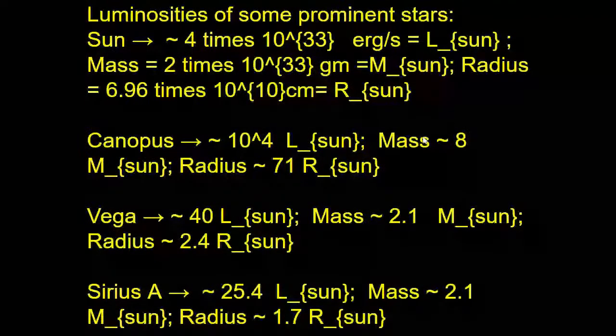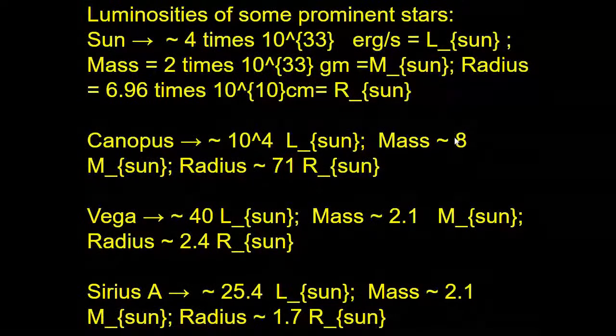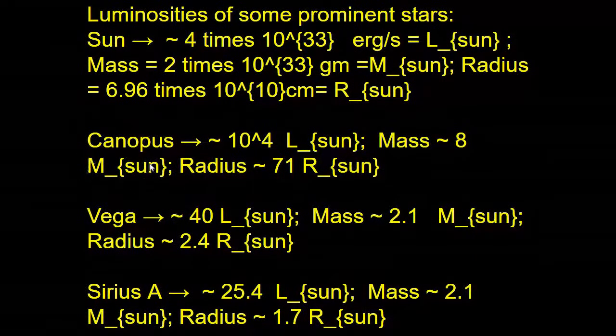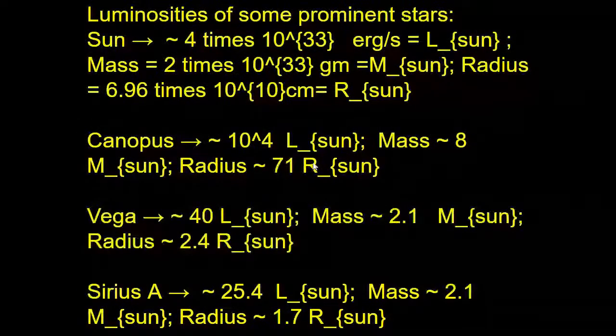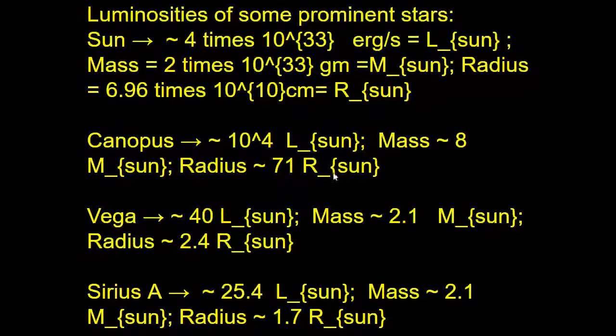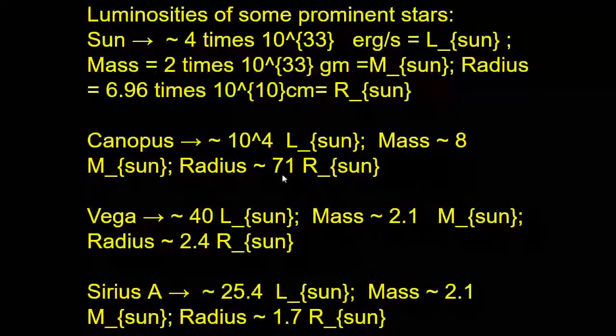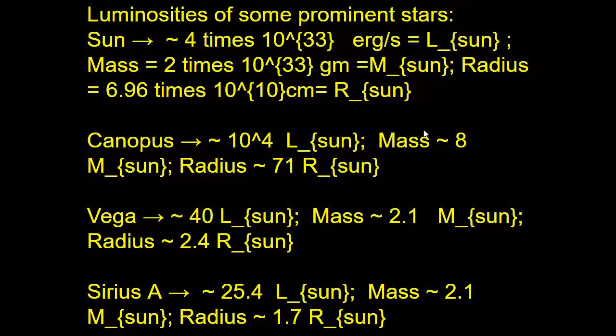It is also heavier by a factor of 8 as far as mass is concerned. So it is 8 times heavier than sun. It is also very large. The radius of Canopus is about 71 times the radius of the sun. And it is this factor, remember, R square enters in the luminosity formula, and therefore mass being large and radius being 71 times sun's radius makes the Canopus luminosity so high.